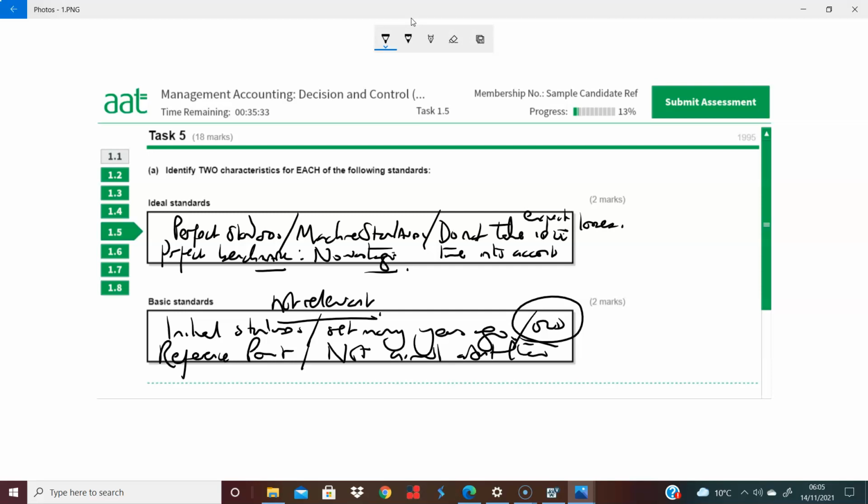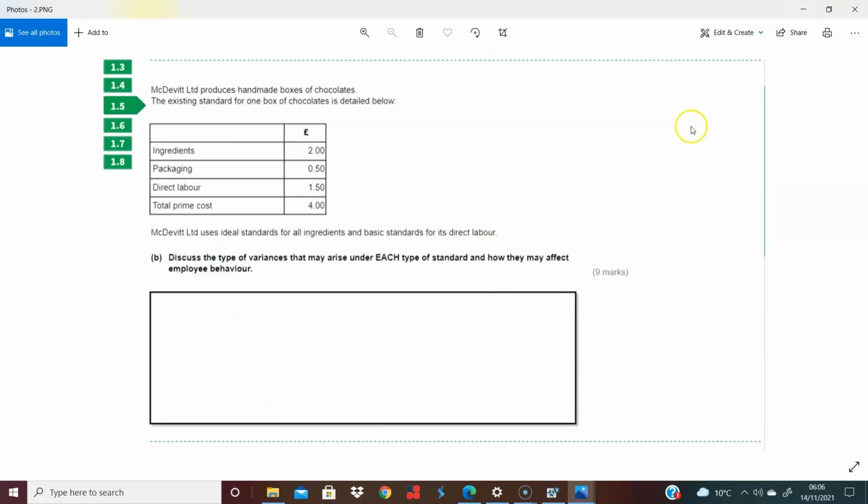But the key point about the characteristics of each of them is that they are initial standards. They're set many years ago. Please look at the mark scheme, of course, but I don't think the answers will be too far away from what I'm doing.